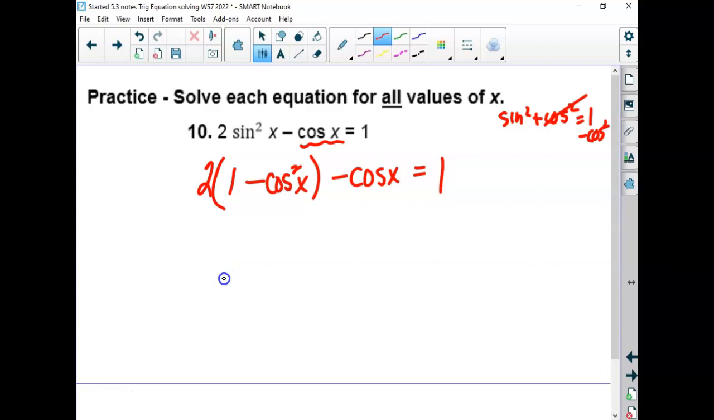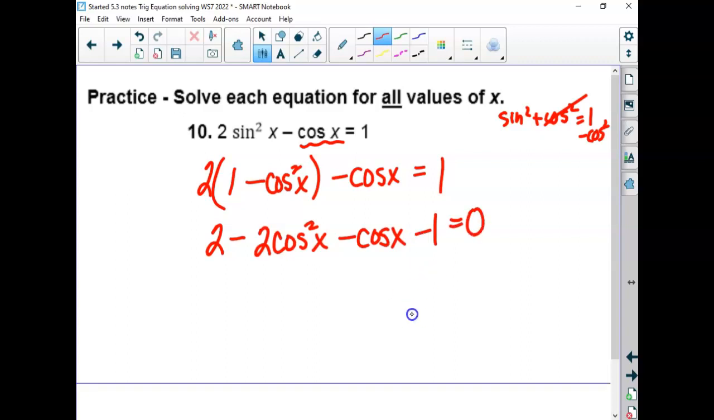All right, then what? Next 2 steps are to distribute, and before we can factor, it has to equal 0. So if I distribute, I get 2 minus 2 cosine squared of x minus the cosine of x. I could subtract the 1 over to this side, I guess. I'm not really liking this because I don't like when there's a negative on the square. So we could move everything back to the other side, or we could just change all the signs.